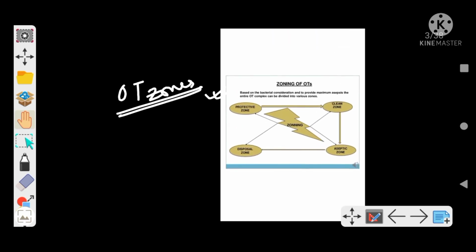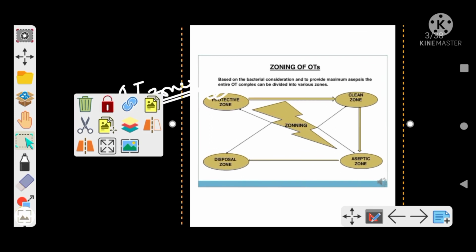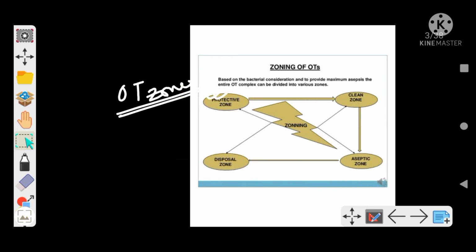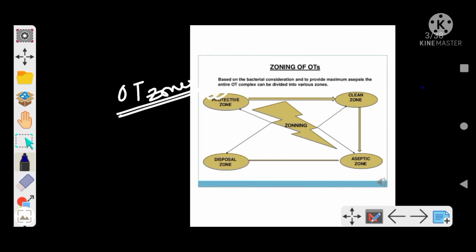Now coming back to our chart. See, so now you can understand the chart. This is aseptic zone, and from this is your protective zone. From this one we will go to a clean zone. Let me take a pen. Yes. So protective zone we will meet first, then we will go to the clean zone, then aseptic, and then disposal zone. Now you can understand the chart.